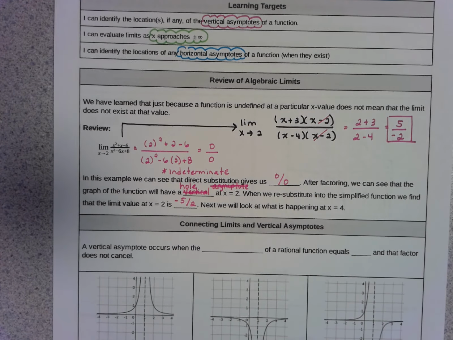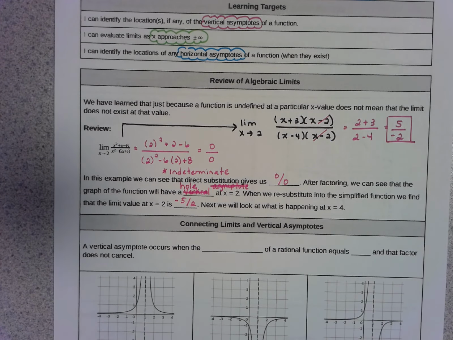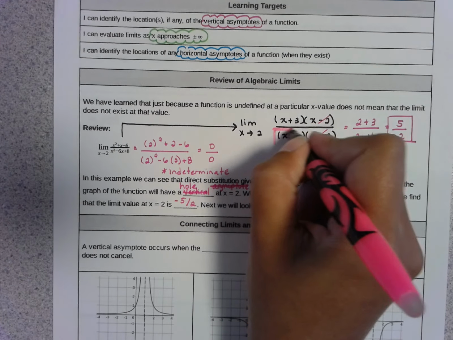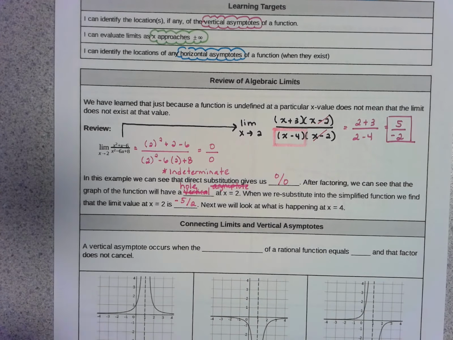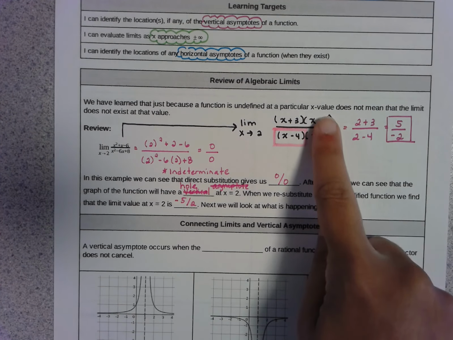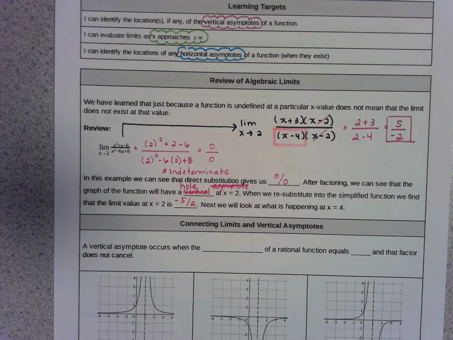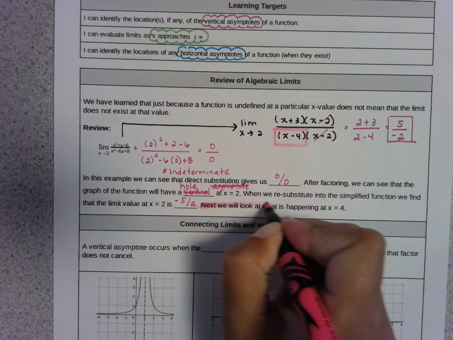Now, it turns out there's one more piece that we need to consider here in this problem. What happens with the x minus 4? For example, if we had changed this limit and we said the limit as x approaches 4 instead of the limit as x approaches 2, even though these factors would have canceled, the x minus 4 would not have canceled. So we would still not have been able to substitute successfully.